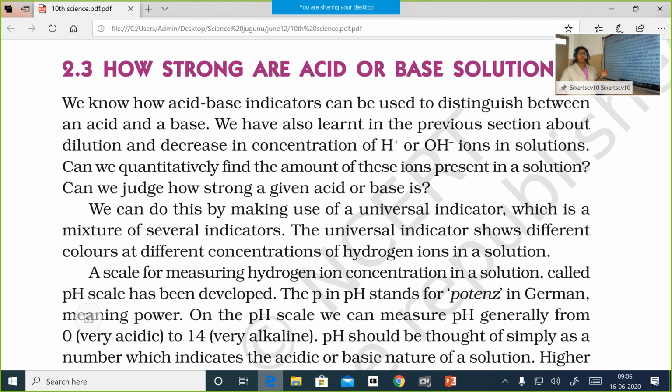So, we learned about indicators earlier. Indicators cannot be used to check whether an acid is strong or whether it's weak. An indicator is used for what purpose only? To check whether the given solution is acidic or basic in nature. But for checking the strength of acidic and basic solutions, we can use a universal indicator which is known as pH. It's available in the form of paper strips.